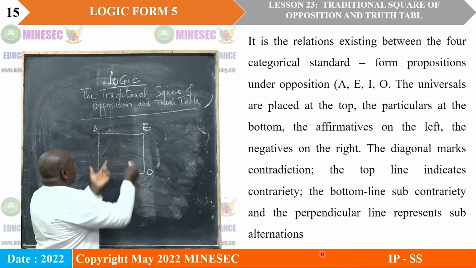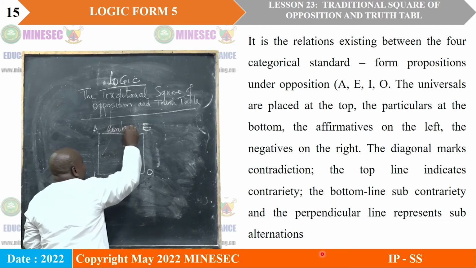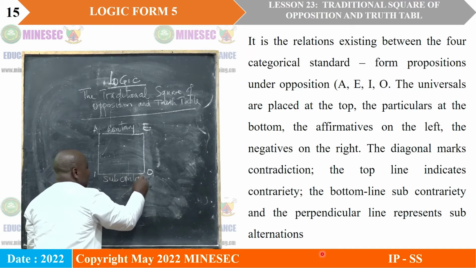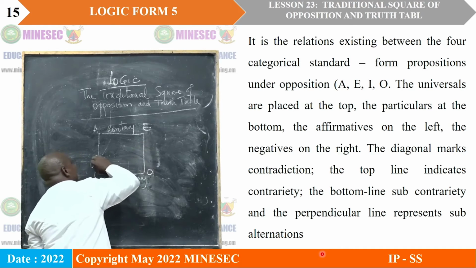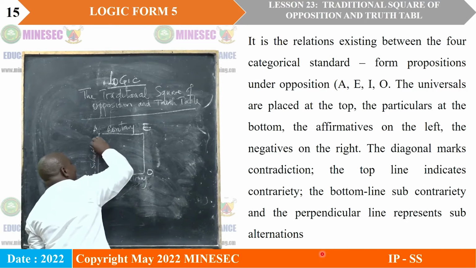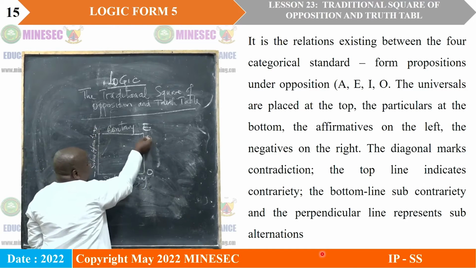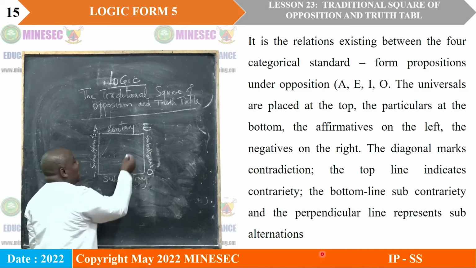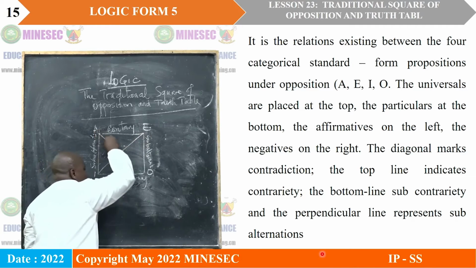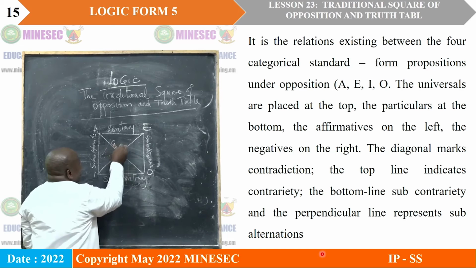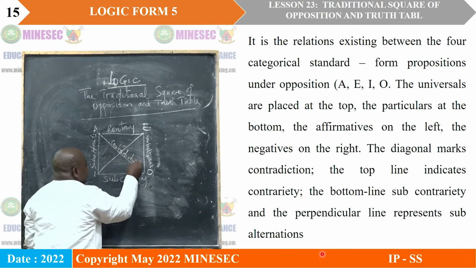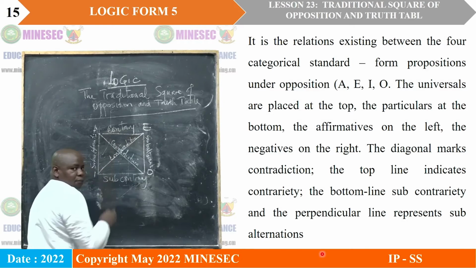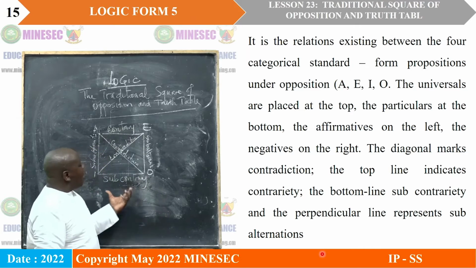The top line indicates contrary. The bottom line indicates subcontrary. The perpendicular lines indicate subalternation. As well as the diagonal lines, E and I, A and O, represent what we call contradiction. That is a square of opposition.